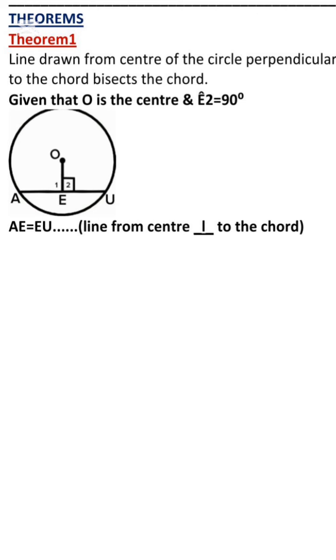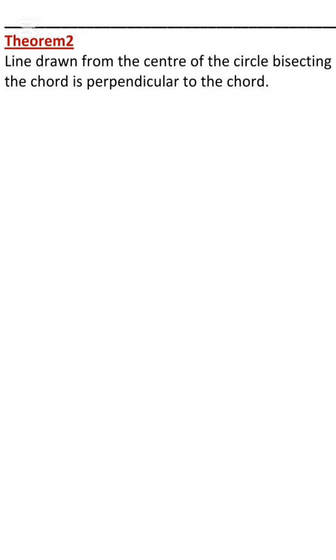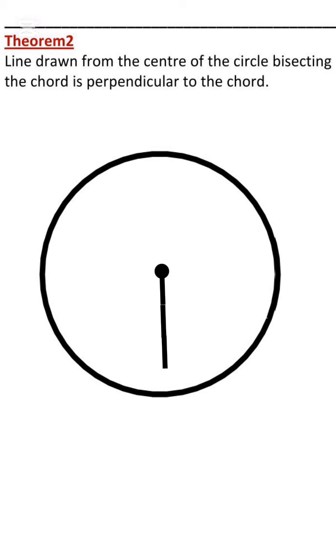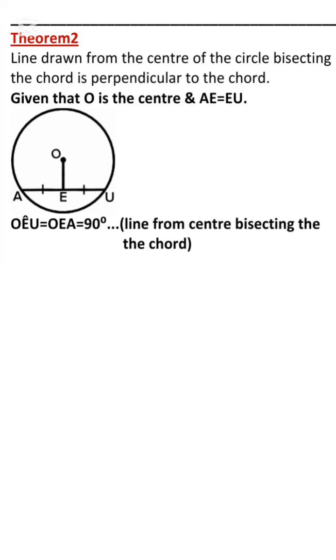Let's move to theorem 2. Line drawn from the center of the circle bisecting the chord is perpendicular to the chord. This theorem means that whenever you see the line drawn from the center of the circle going to bisect the chord or going to midpoint the chord or going to divide the chord into 2 equal parts, that particular line is perpendicular to the chord. Yeah, here's the picture of what I'm talking about.